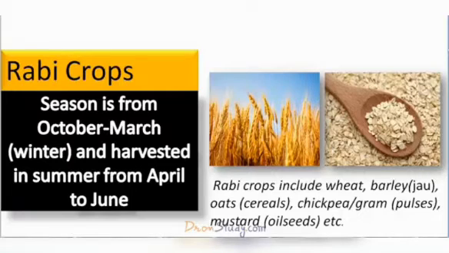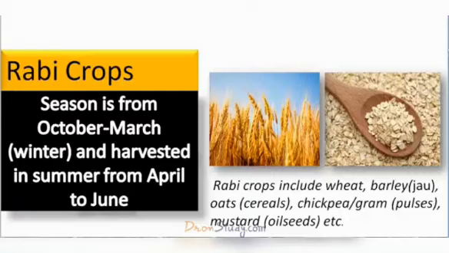Okay, so the green revolution in Punjab, Haryana, western Uttar Pradesh and parts of Rajasthan has led to the growth of Rabi crops in this region.